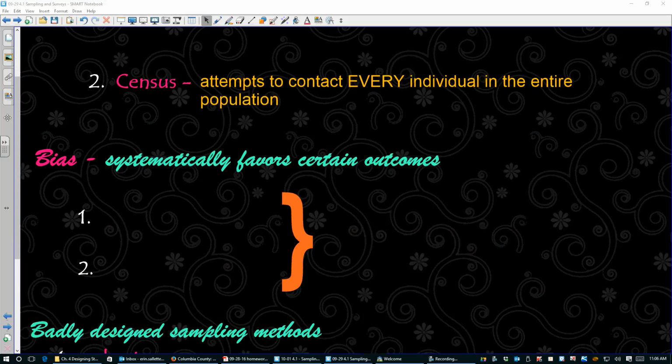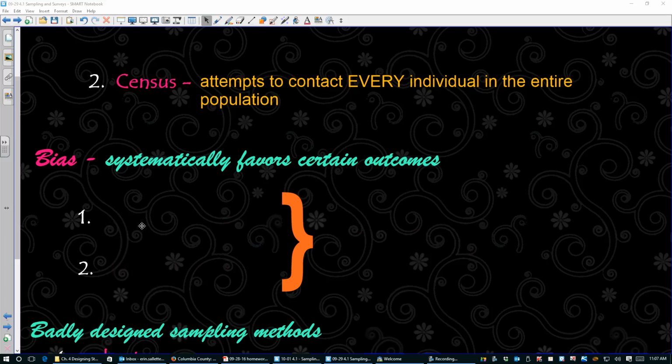So what we'd like to avoid in all of our studies, sampling techniques, etc., is bias. Bias systematically favors certain outcomes. So some portions of the population are either overrepresented or underrepresented. So the data does not match what the population would actually look like.